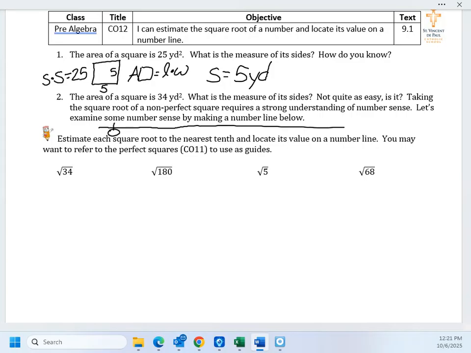We're just working with the positive numbers. Okay. So we've got 1, 2, 3, 4, 5, 6, 7, 8, 9, 10, 11, 12, 13, 14, 15, and I think, did we go up to 16 last time? Yeah. So, looking at that number line, we're going to estimate each square root to the nearest tenth and locate its value on a number line.